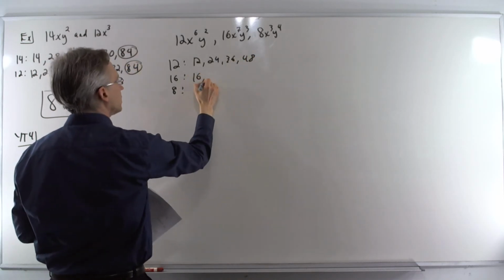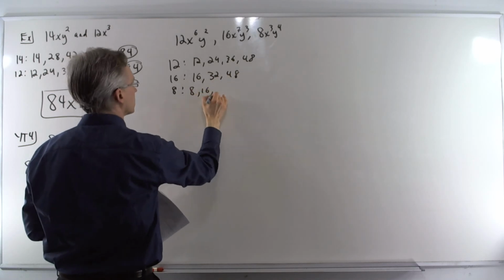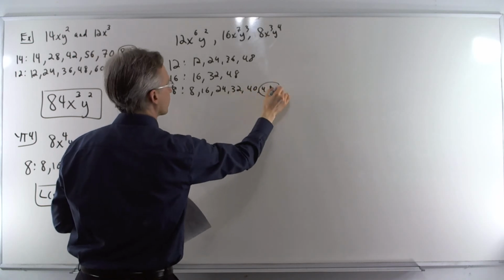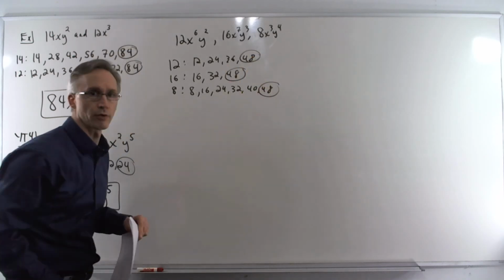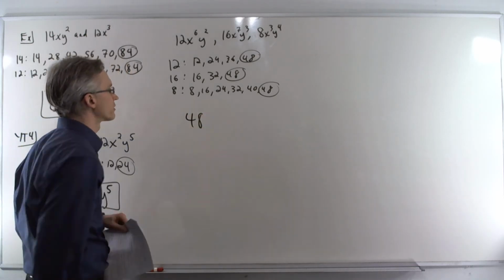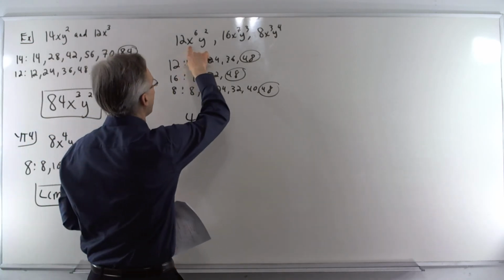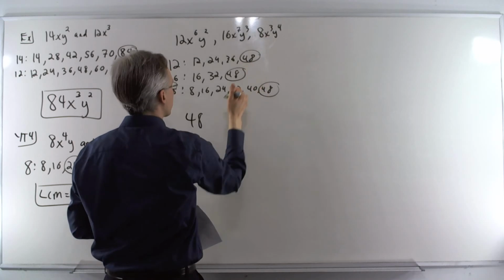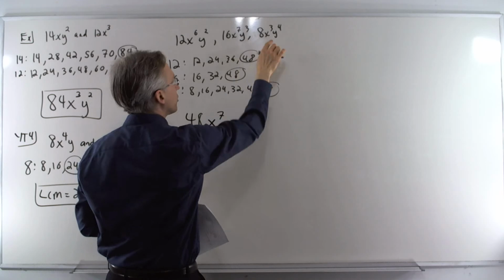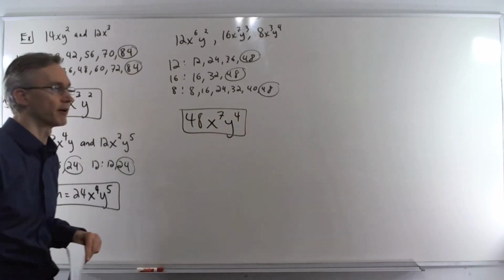All right, now 16 and 8. And the first match between all three, now since we have three numbers, all three have to match. First match is 48. So that will be the coefficient of the LCM. Now we're going to do the x variable, x to the 6th, x to the 7th, x to the 3rd. Largest exponent is 7. Now we'll do the y's, y squared, y to the 3rd, y to the 4th. 4 is the biggest exponent. So our LCM is 48, x to the 7th, y to the 4th.